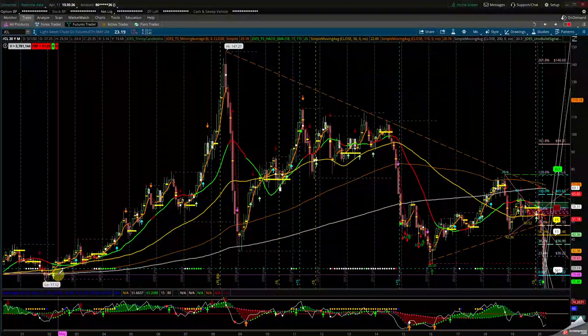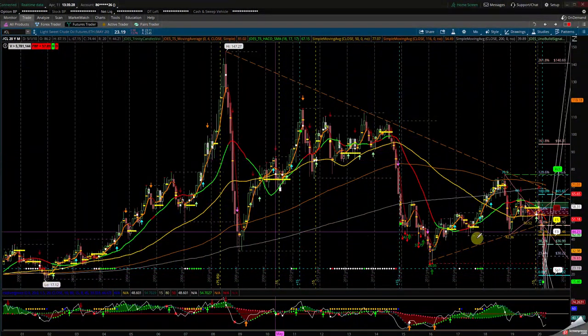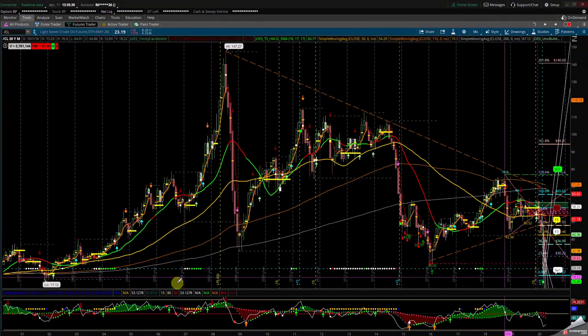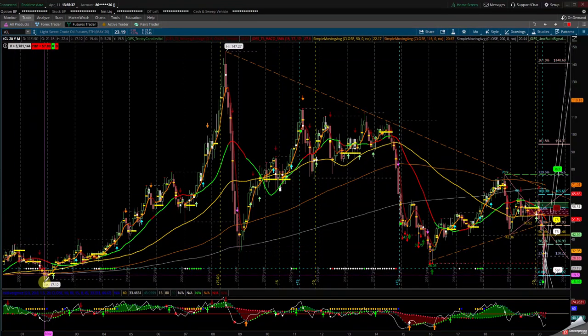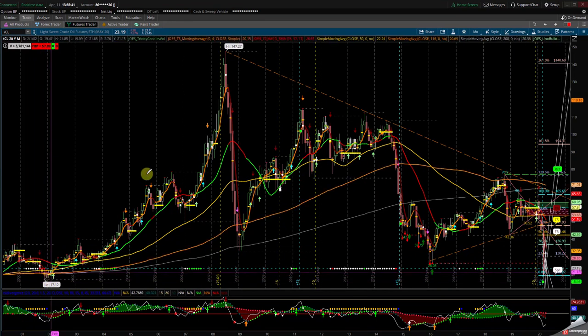We tried to clear the 65, 68. A couple of years we stayed in the $80 range. Then we fell down, came back to the 70s. We couldn't clear for the last 2 years that 65, $68 range, and we fell further down. I'll go to the daily to show you how it looks.